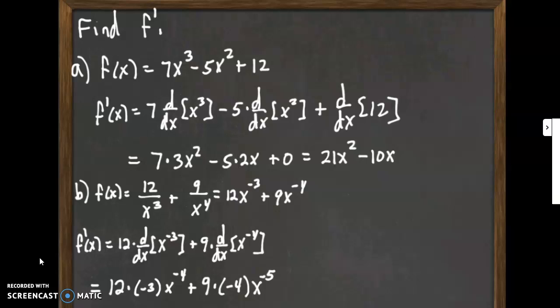12 and negative 3 would be negative 36. X to the negative fourth is going to need to go to the bottom. So we'll have 36 over x to the fourth. And then 9 and negative 4 would be another negative 36. X to the negative fifth will go to the bottom, so that'll be minus 36 over x to the fifth.